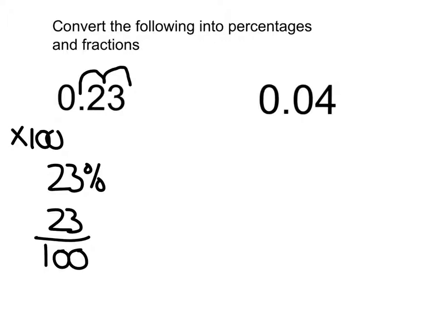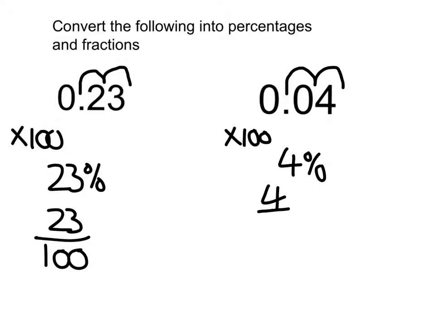Let's now look at the second example, 0.04. So first, again, we're going to convert this decimal into a percentage by timesing by 100. So the decimal place moves 2 places back, 1, 2. So 0.04 becomes 4%. And then converting this percentage into a fraction, remember that percentage means out of 100. So this is 4 out of 100.